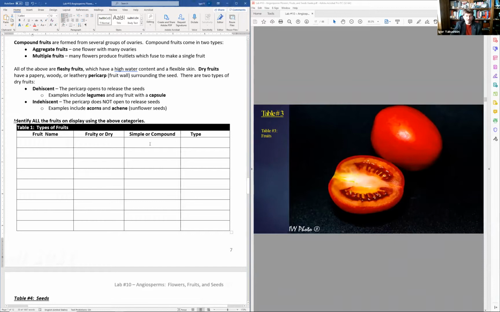Okay, so is it fruity or fleshy or dry? That's the fleshy. Simple or compound? That would be a simple one. Again, what's the difference between simple versus multiple? One flower and one ovary, with one or more ovules. As a result, you might end up with one seed or multiple seeds. That one is a tomato: fleshy, simple, and the type is a berry. You don't really have to worry about it.